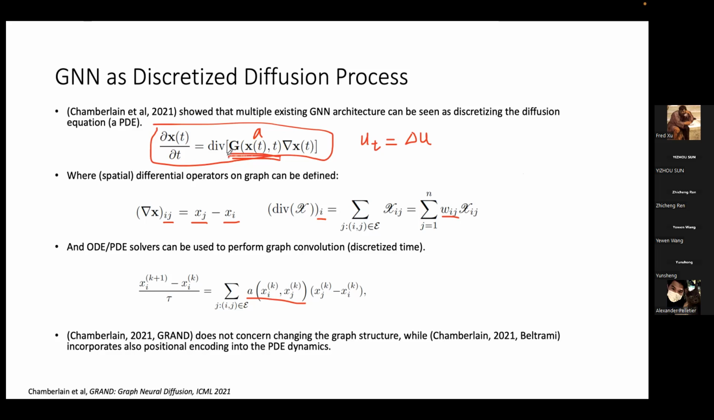Yeah, so let me talk about what this G(x,t) means. This is what is known as the diffusivity, or the diffusion coefficient. It is talking about how intense the diffusion is.